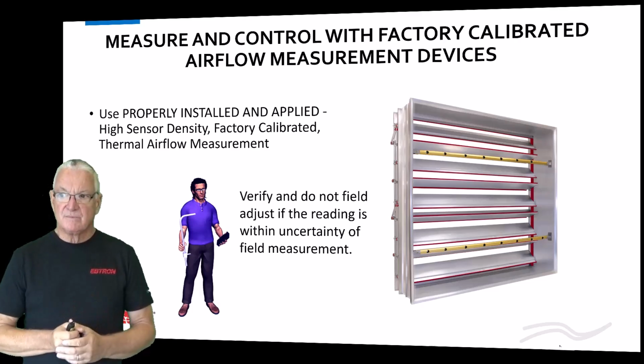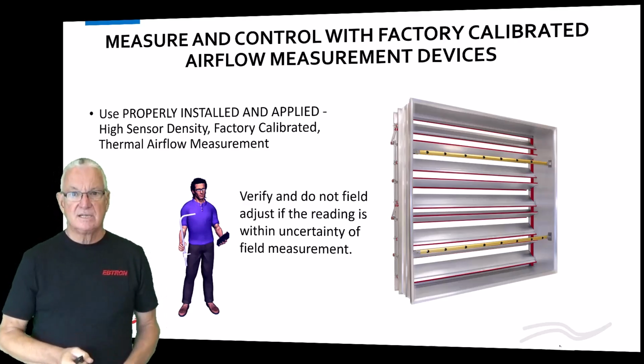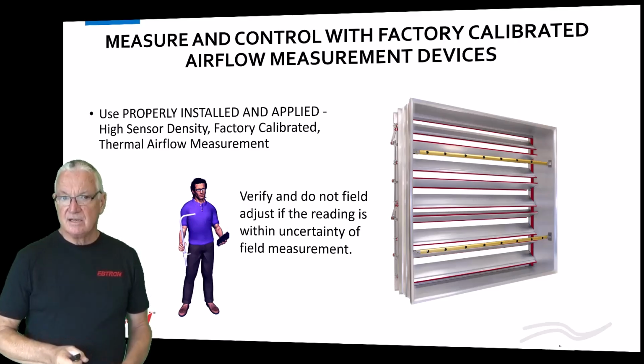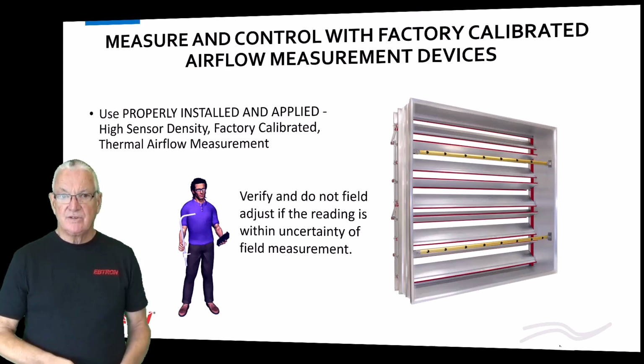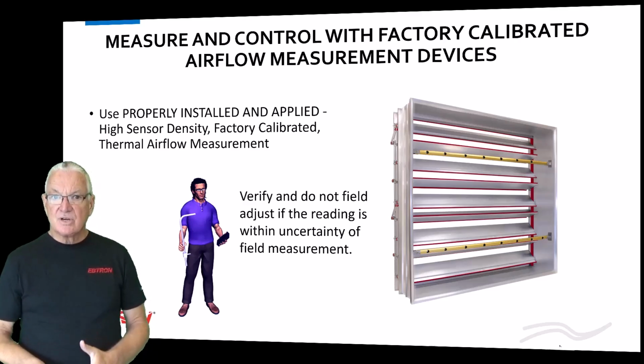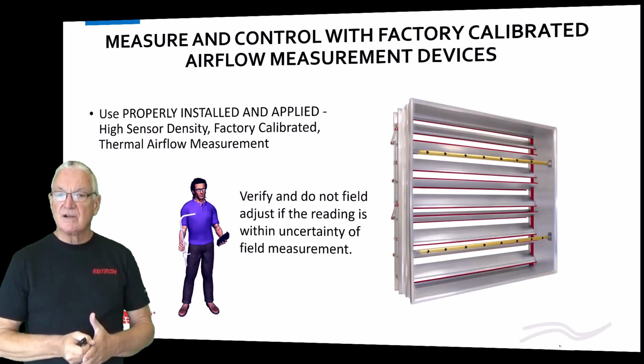If I'm a test and balance person and I'm measuring in a duct and I say my uncertainty is 10%, and the flow measurement's within 10%, you verify it. There's no need to make it match your reading if you believe your uncertainty is 10%. Same thing's true on a rooftop unit. If you think your uncertainty is 20% and the EBTRON's within 20%, you verified it. You did your job. You did the right thing.